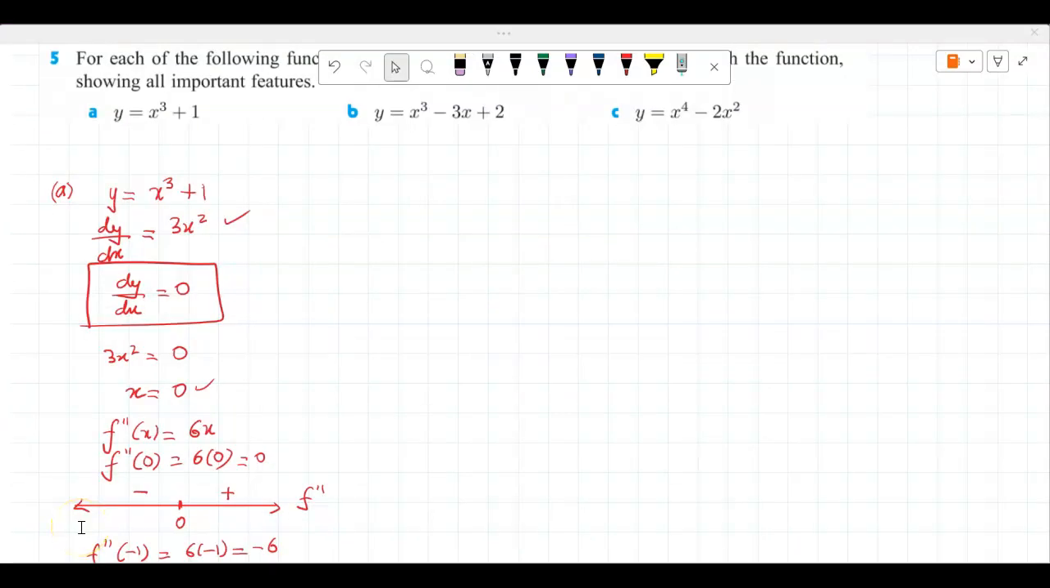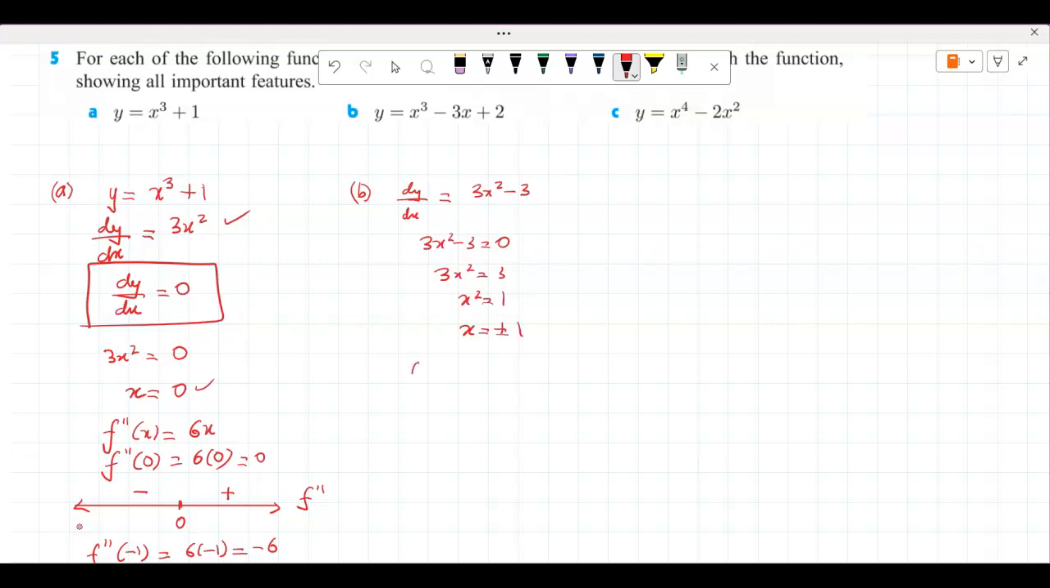So what do you need to do? Your first few steps are correct. I'm doing part B. You first find the first order derivative: 3x square minus 3. Correct? Make it equal to 0 and solve for x. So 3x square is equal to 3, x square is equal to 1, x is equal to plus or minus 1.